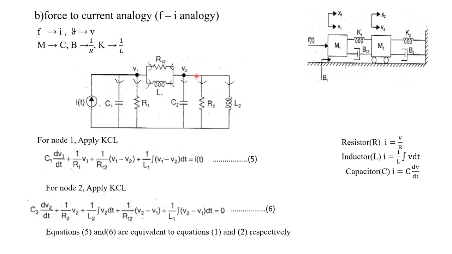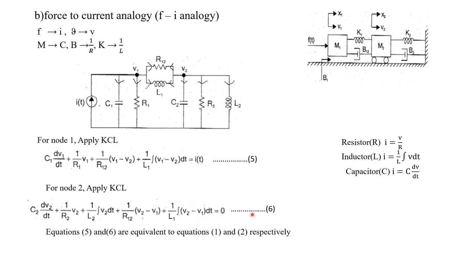node 2. Now this inductor L1. What's the formula for the current flowing through the inductor? 1 by L1 into integral voltage. Voltage is nothing but V2 minus V1. We have to consider this current. Understood? For this node 2, we have to consider this current direction, so it will be going from V2 to V1. So V2 minus V1 into dt.